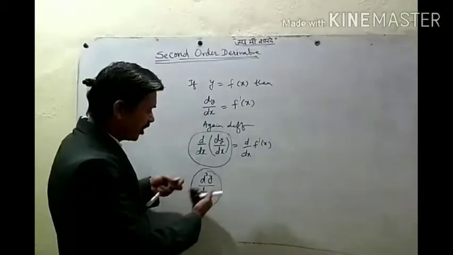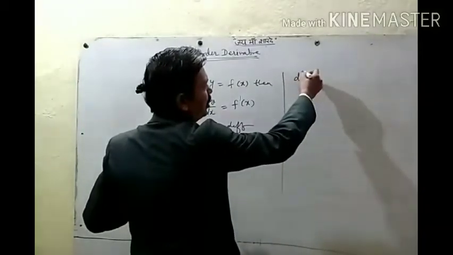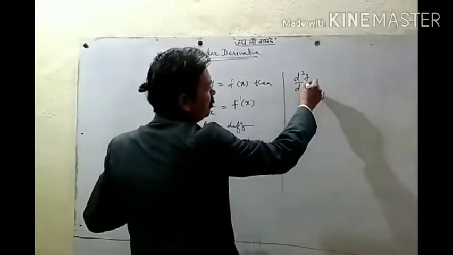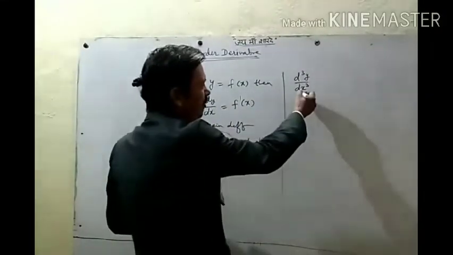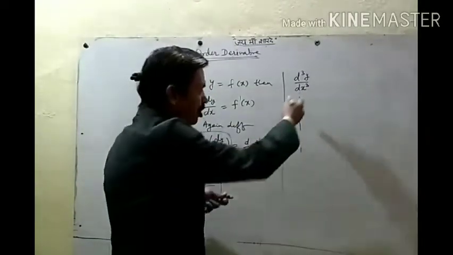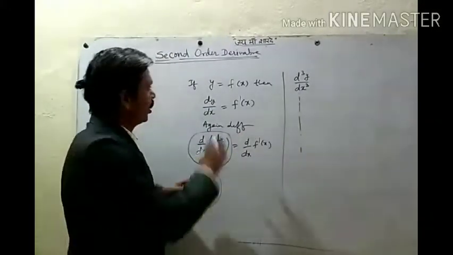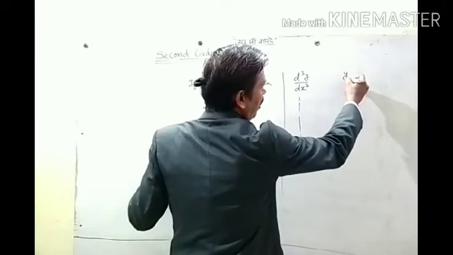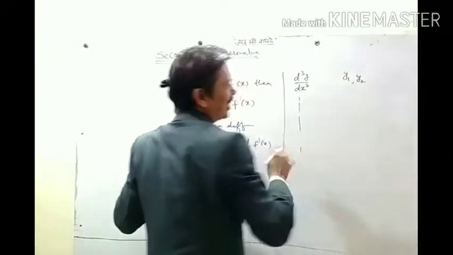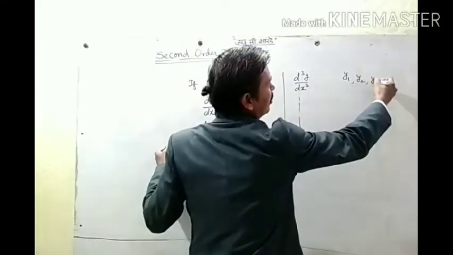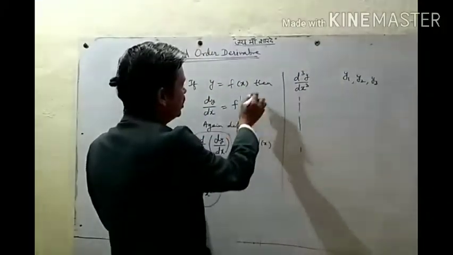Again, if we differentiate this function, d2y by dx square, then we get d3y by dx cube. This is called the third order derivative of y with respect to x. The same way you can differentiate further, and they are all called higher order derivatives of y with respect to x. Sometimes y1 is also called the first derivative of y, y2 the second derivative of y, y3 the third derivative of y. If y is f of x, then dy by dx is f dash of x.